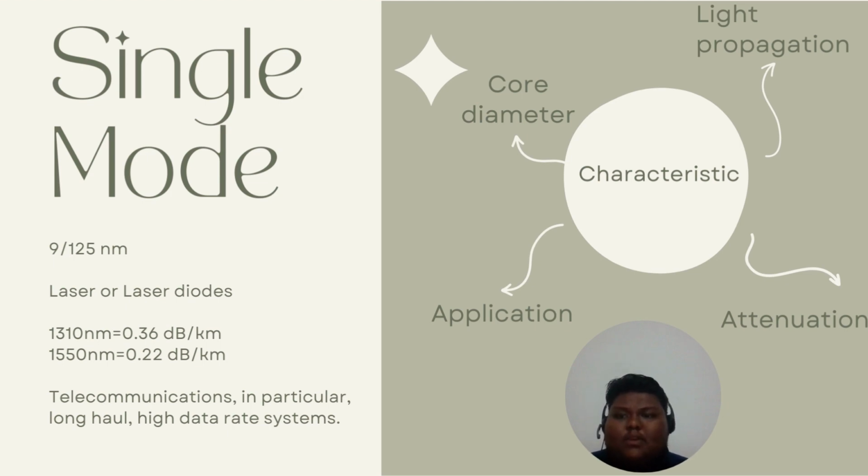0.36 dB per kilometer, or by using wavelength 1550 nanometer, then attenuation is 0.22 dB per kilometer. So it is usually applied in telecommunication, long haul or high data rate systems.